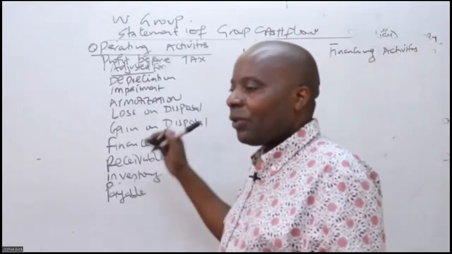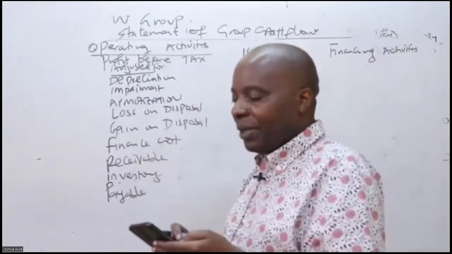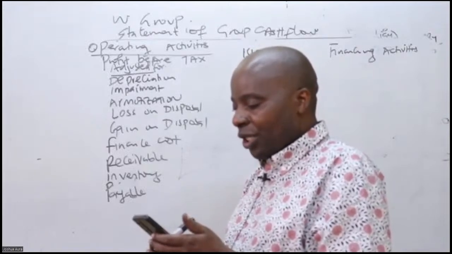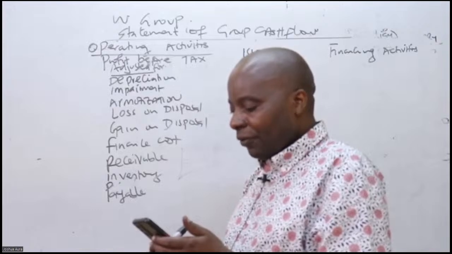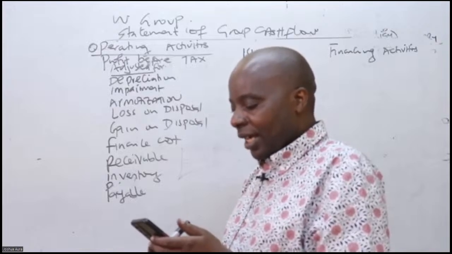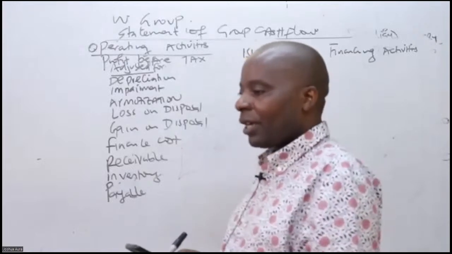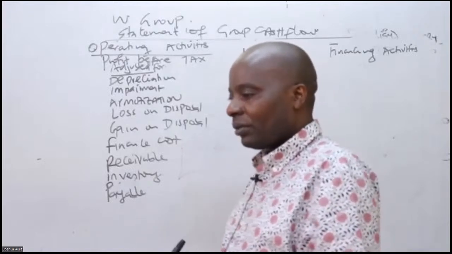PBT, Terry, what have we done with PBT? We've taken the PBT for the continuing. I hope you're able to see PBT for the continuing from the statement of P&L. Are you able to see the profit before tax? Terry, there as 1464. Are you able to see that 1464?